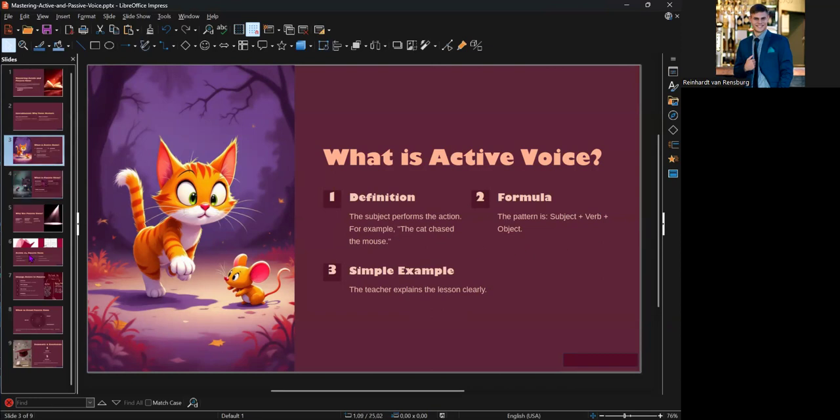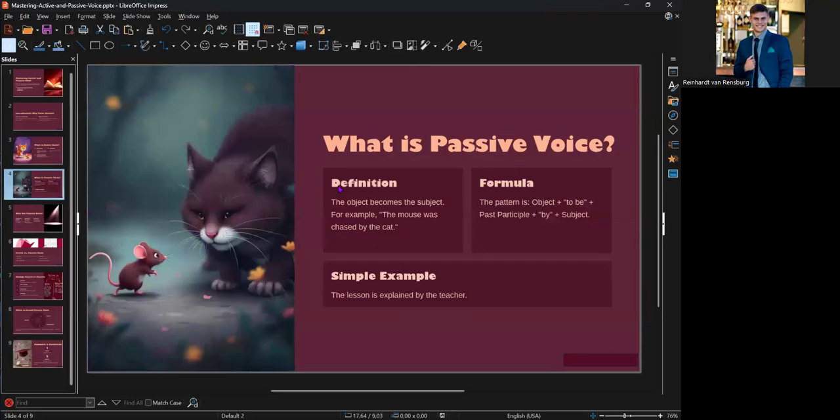Then from here, we can move on to the passive voice. So, what is the passive voice, teacher? You're probably asking yourself now. This is when the focus of the sentence shifts from the subject to the object. The definition here would be: the object becomes the subject. For example, the mouse was chased by the cat.